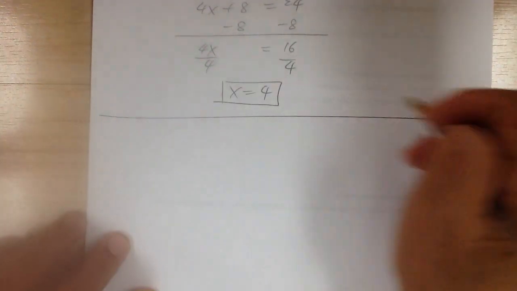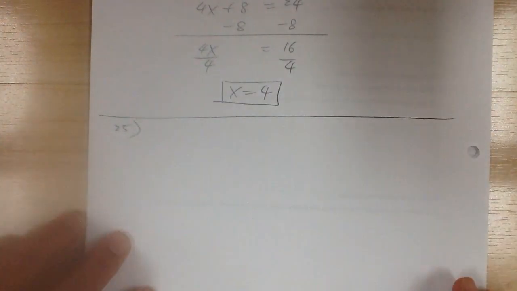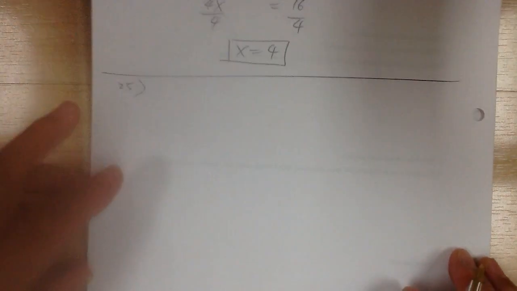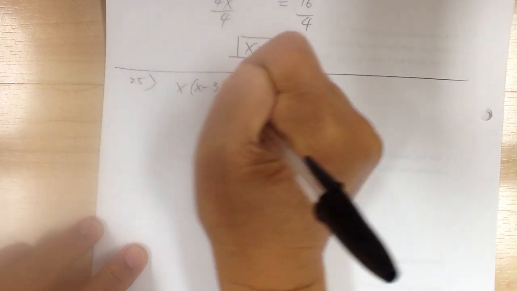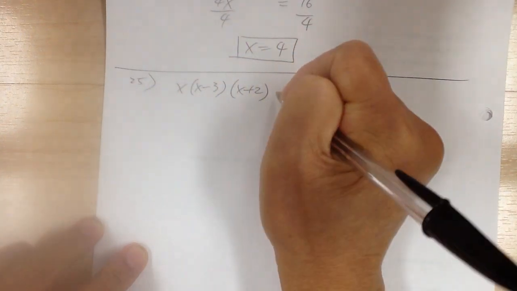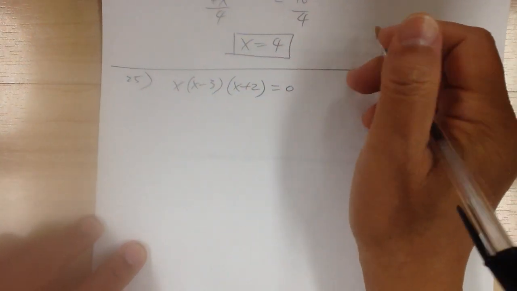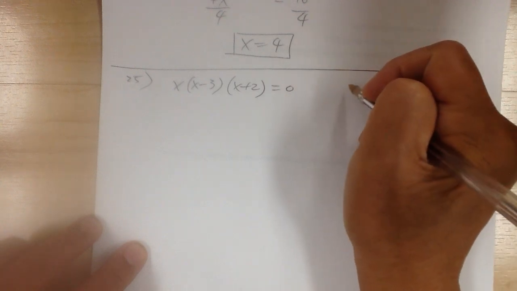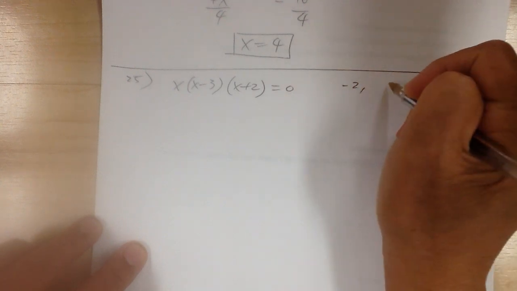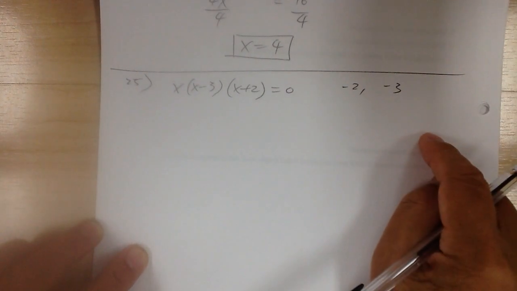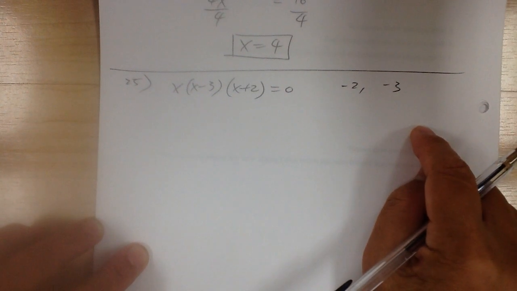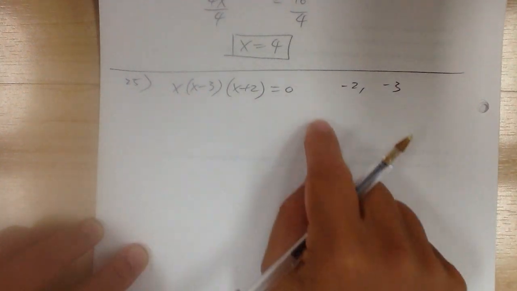Okay, let's go to number 25. So you have (x minus 3)(x plus 2) equal to 0. You want to see if these are solutions: -2 and -3. To see if it's a solution or not, all you do is substitute and see if it's true.